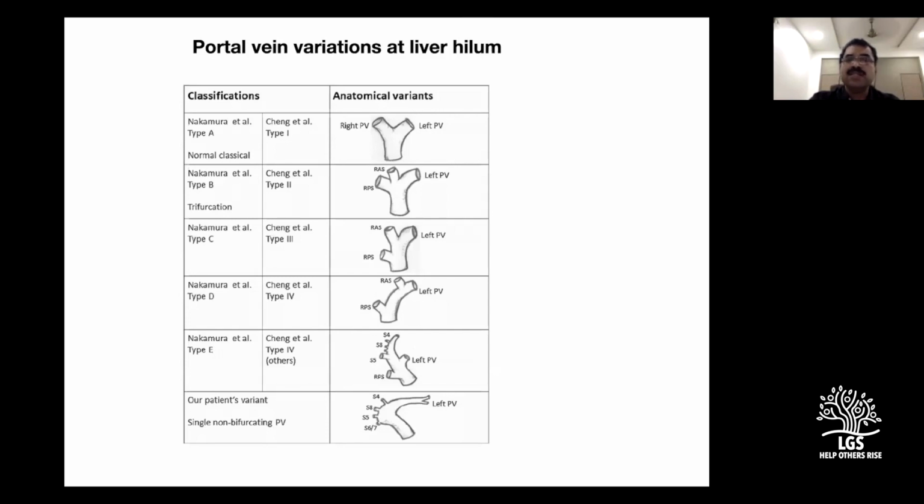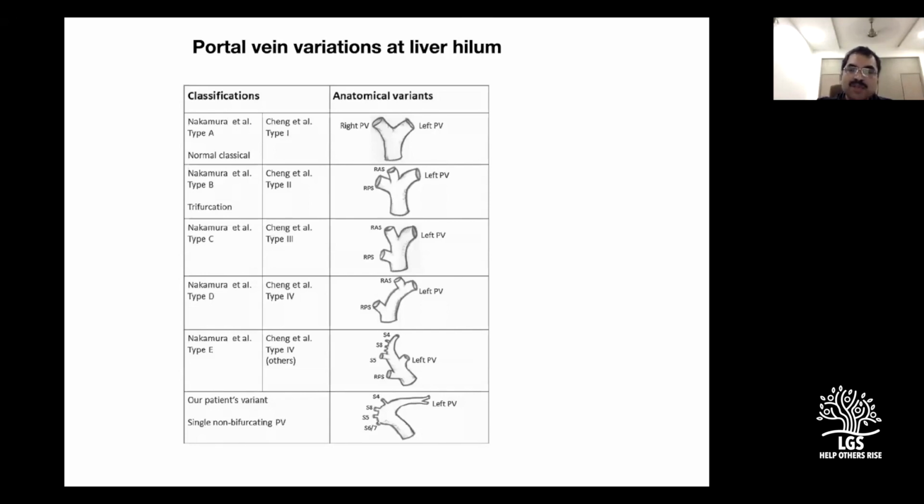So type 1 is the classical right portal vein and left portal vein forming the confluence. Type 2 is a triple confluence. Type 3 is again the right anterior and left portal vein joining, and the right posterior is separate. Type 4 is the right anterior and right posterior being separate, but the right anterior sectoral vein joins the left, not the confluence like type 3, it actually joins the left.